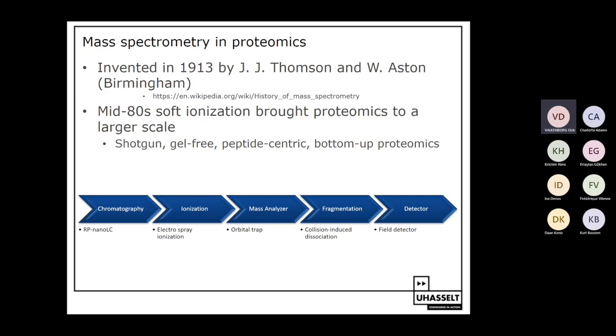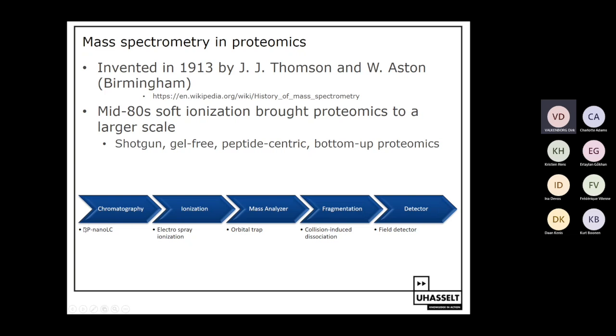We have an ionization step. I will explain that later as well. We have a mass analyzer, we have a fragmentation step, and we have a detector. And for each blue block here, you can put numerous technologies, and you can make hybrids and combinations of all types of technologies. These different combinations can be used for different purposes. So there is a lot of variety in the technology used for shotgun proteomics.